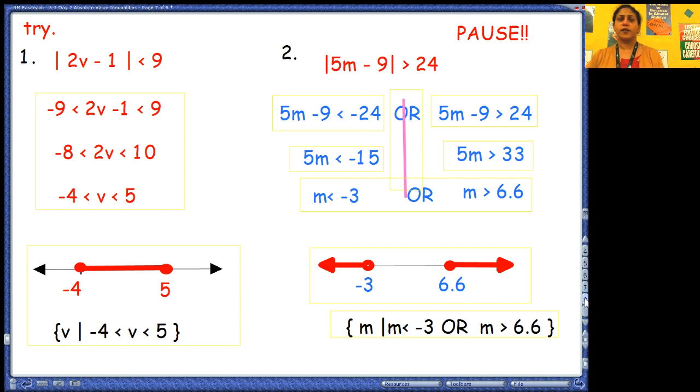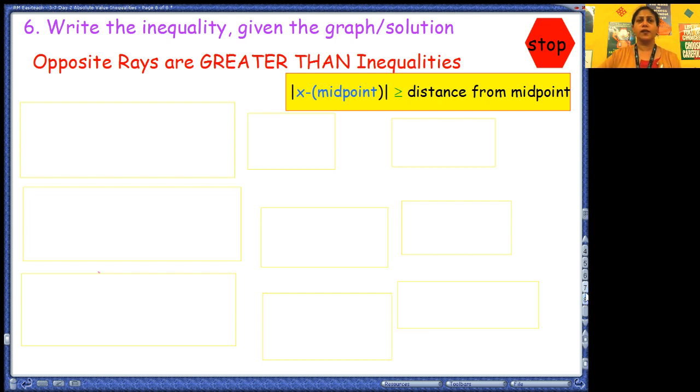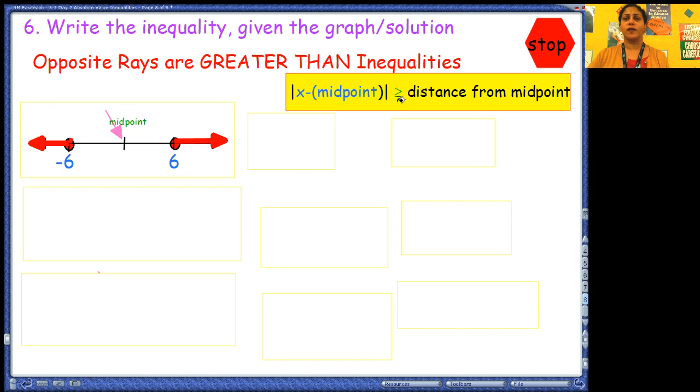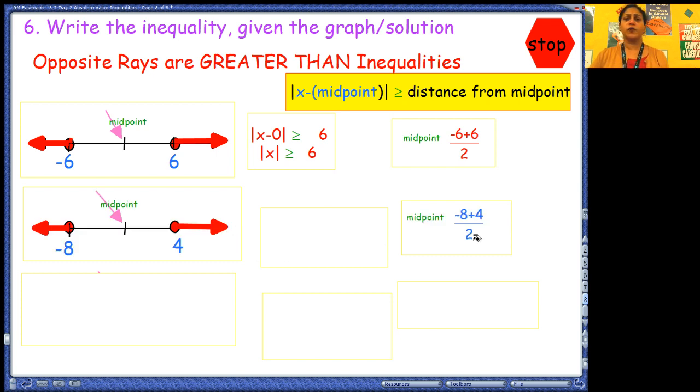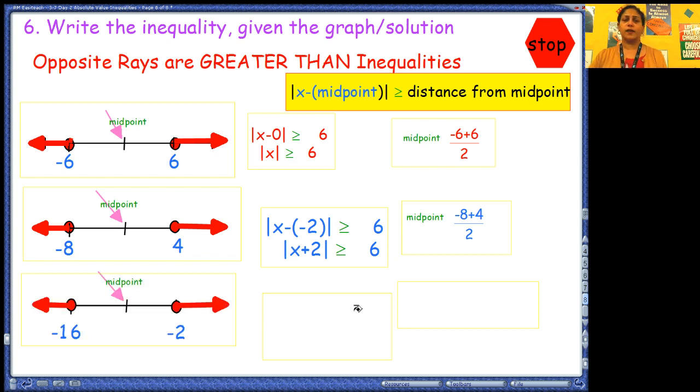And then the last part is how to write the inequality if you have a graph given to you. Opposite rays going in the opposite direction are greater than inequalities. And the formula remains the same, except because these are going in the opposite direction, you're going to make it greater than. So here again, the midpoint is 0, and simplify the 0. Here again, the midpoint is -2. So by now you should have a good idea of opposite means greater than, line segment means less than, and so on.